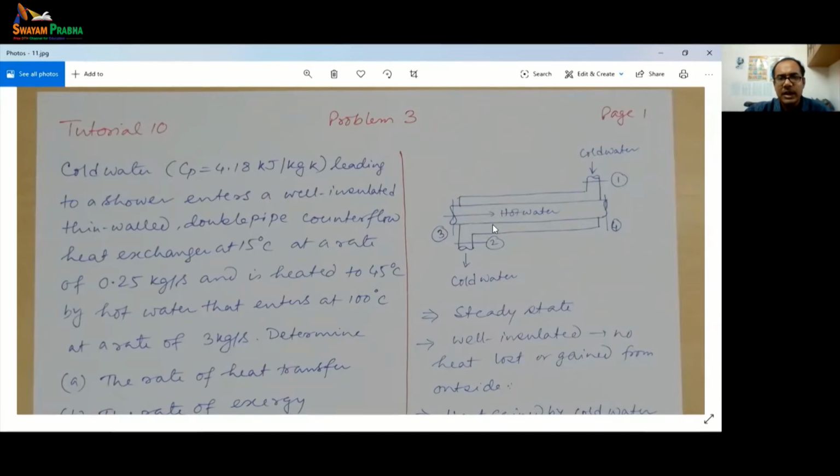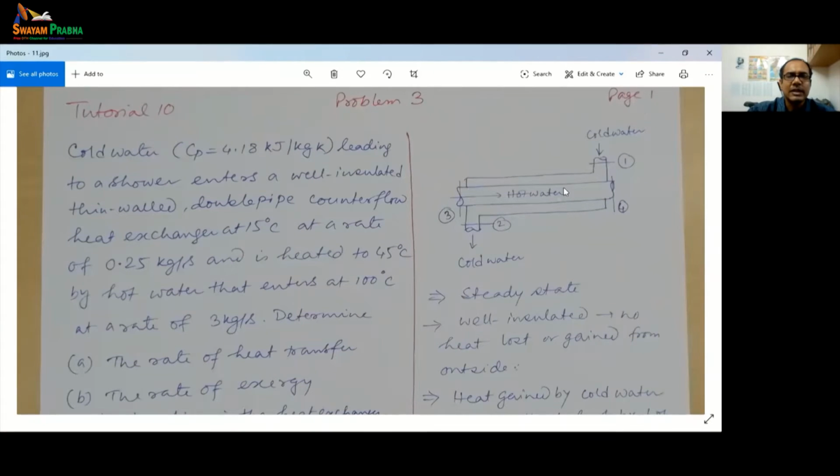So what is happening here? Hot water is flowing through one pipe, and in another pipe, like a shell and tube kind of heat exchanger, cold water is flowing through the outside pipe. It is said to be well insulated, so the whole thing is insulated. Heat exchange is not happening with the ambient. It is happening only between the hot and cold water in the two pipes, and both of them are thin walled. So that means there is no loss or no storage in the pipe itself.